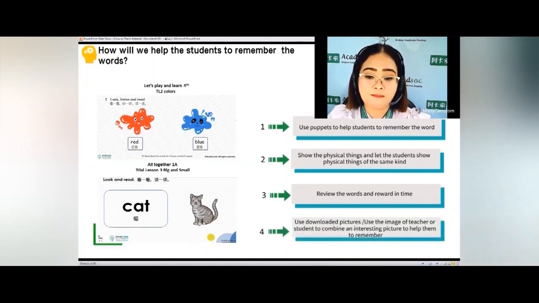Use downloaded pictures. Use the image of the teacher or the student to combine an interesting picture to help them remember. Now I'm gonna show it to you later, okay, with the use of ManyCam. All right, now you can also try to get a picture. Okay, now say for example this one.